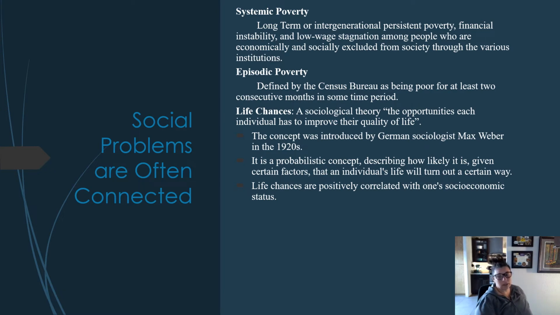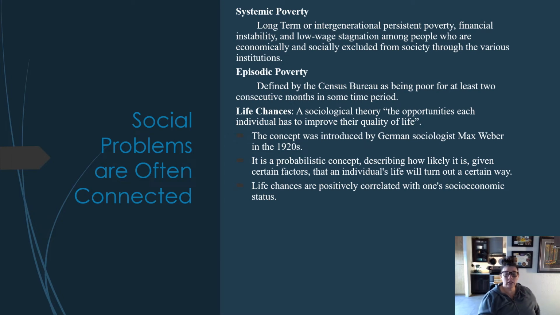We have a theorist, Weber, who essentially coins this term that says people have different life chances, right? So this is a social theory that says that the opportunities each individual has to either improve their quality of life or that inhibit their quality of life creates a situation where different groups of people have different life chances, or another way of saying it, have different access to the economy, to resources to get a job, access to education, access to skilled apprenticeship, those types of things.